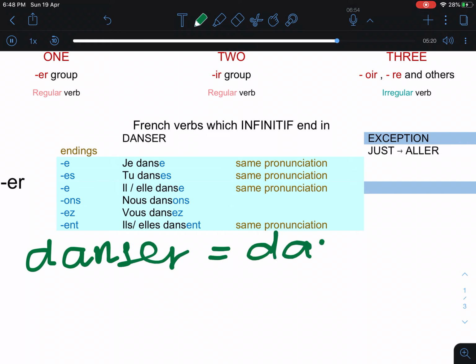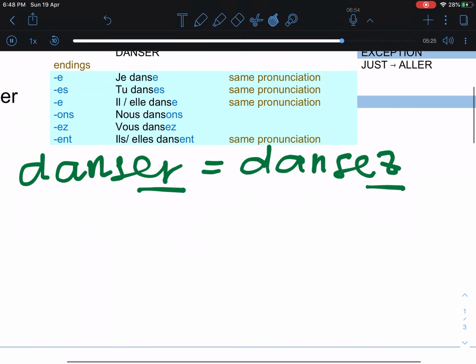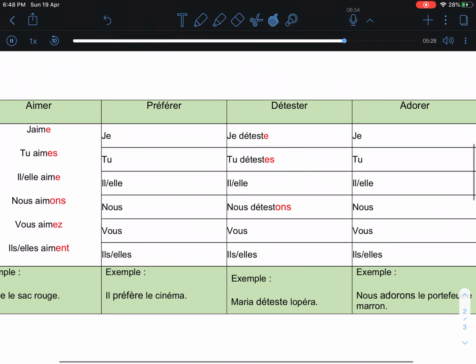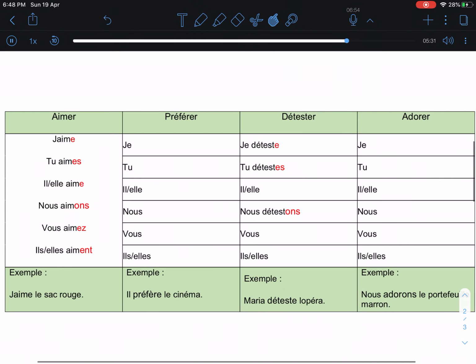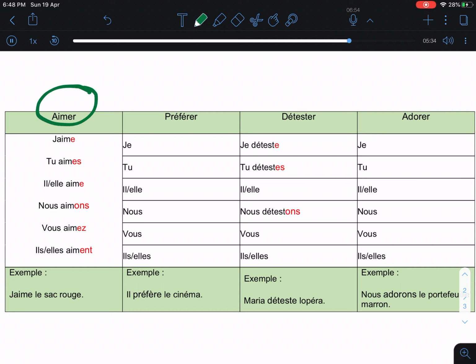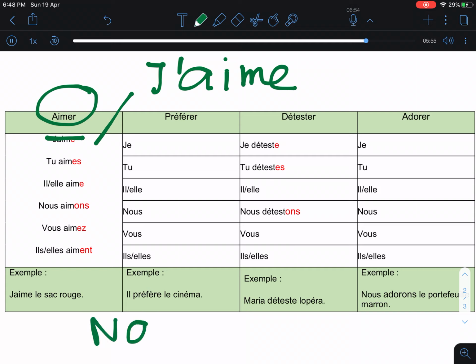Now, why don't we take one example from the book? We take the infinitive of aimer. Aimer means to like or to love. We want to say we like, so we is nous in French. The next step is to drop or delete the ER. Next, you take whatever is left, which is A-I-M. What you need to do next is take the pattern or the endings of verb ER, which is ONS for nous, and put it next to A-I-M. Now, you have nous aimons. It means we like or we love.